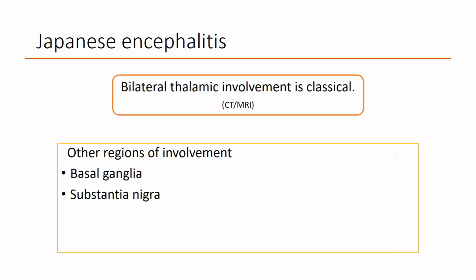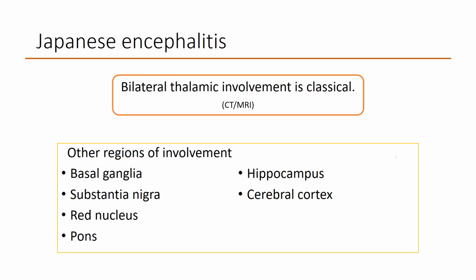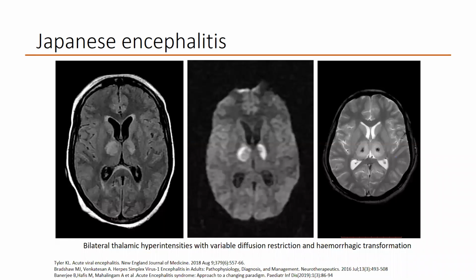The other regions also may be involved, like basal ganglia, substantia nigra, red nucleus, and pons. Hippocampus, cerebral cortex, cerebellum may be involved in rare situations. So this is again another case where you have bilateral thalamic hyperintensities, which can show variable diffusion restriction, might not be always present, and there can even be hemorrhagic transformation.